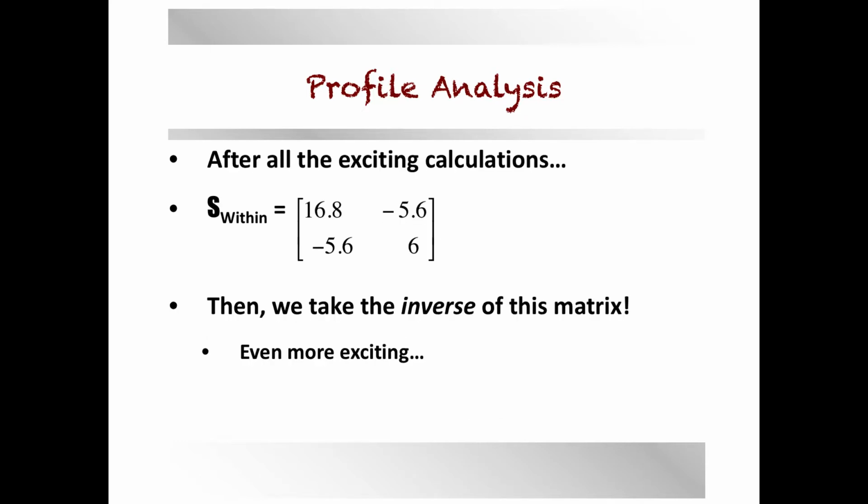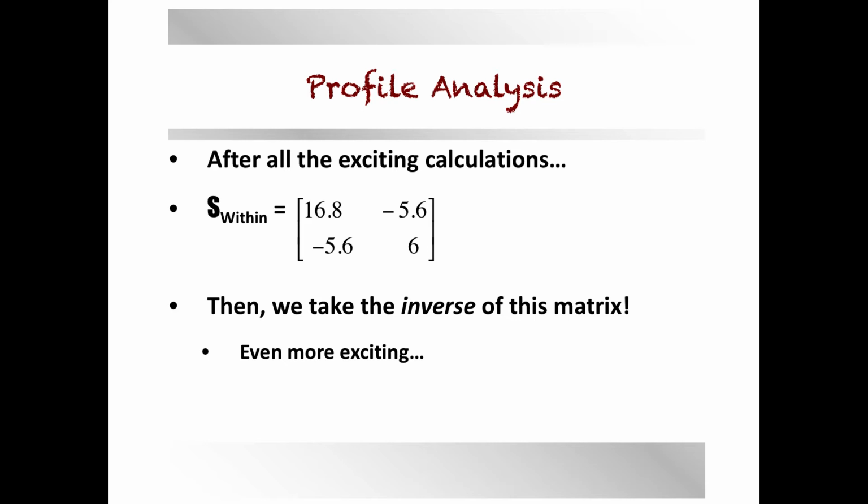So after all of the exciting calculations, we have a sum of squares within statement here. This is a sum of squares on the top left, another sum of squares on the bottom right, and then some cross products on the diagonal, top right and bottom left. And if you're unclear about the process, the multiplying of the matrices and the addition of the matrices, you can review the MANOVA video, or you can again just come talk to me. We can run through it.